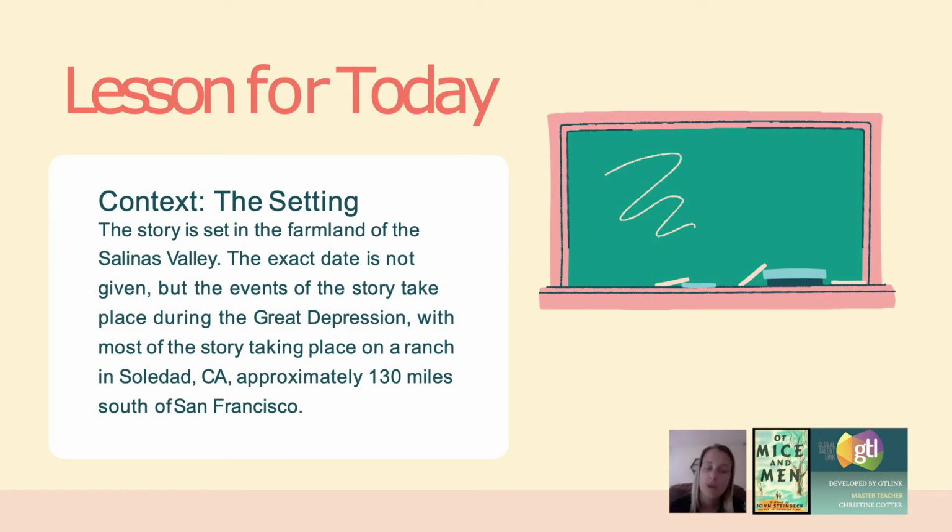The setting is in a farmland in Salinas Valley. We don't know the exact date, but we do know the time period. And we do know, I'm telling you again, that this does take place during the Great Depression. A piece of American history that you should look into to get a good idea for how people struggled and how people rose above their struggles, in order to get a good feel for the environment in which Of Mice and Men takes place.